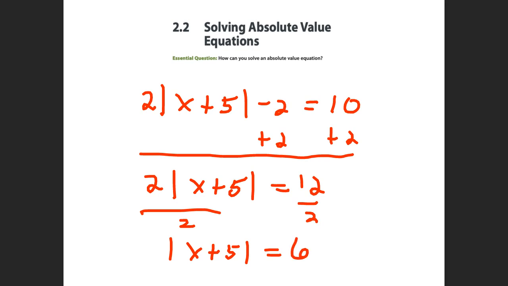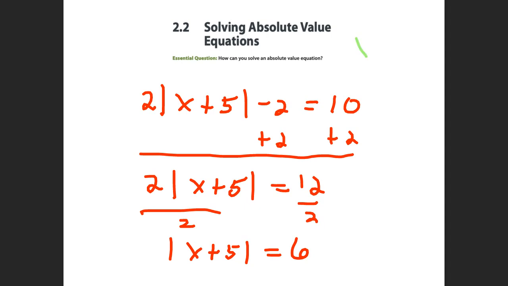Now, you cannot add or subtract a number that's inside the absolute value. You can't just subtract 5 from both sides. It doesn't work. So now my next step would be to rewrite the problem without the absolute value. I'm going to rewrite it as two separate problems.